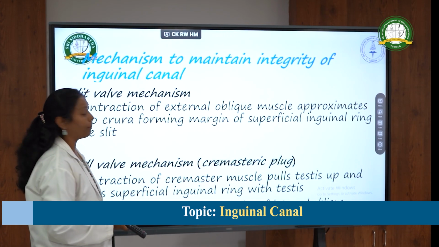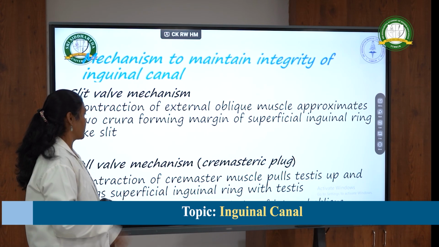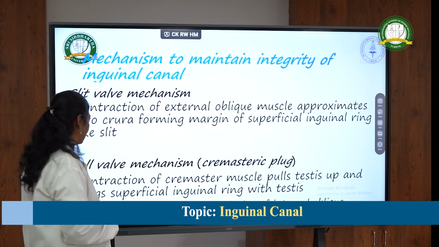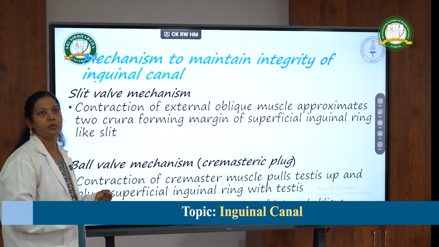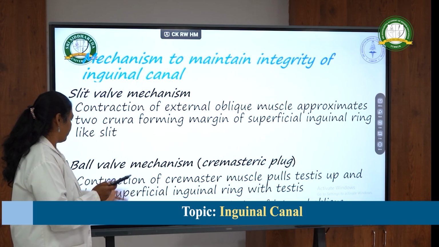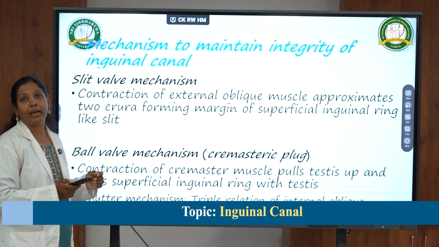Okay, then one more is the ball valve mechanism. So here it's also called as the cremasteric plug. So contraction of cremaster muscle pulls the testis up and closes the superficial inguinal ring. Okay, so this is called as the ball valve mechanism.